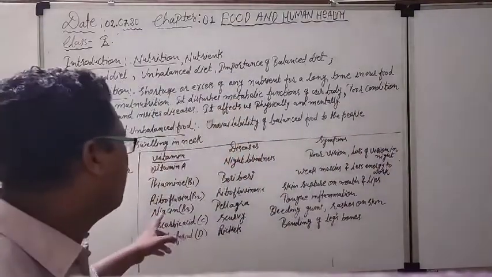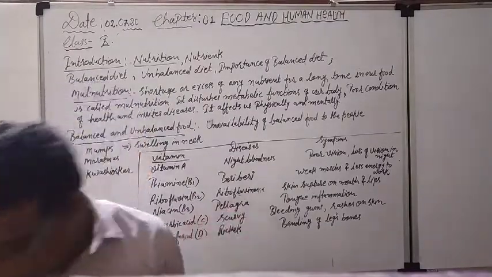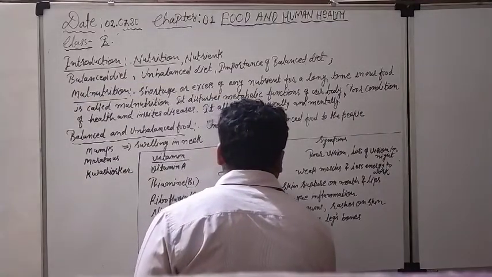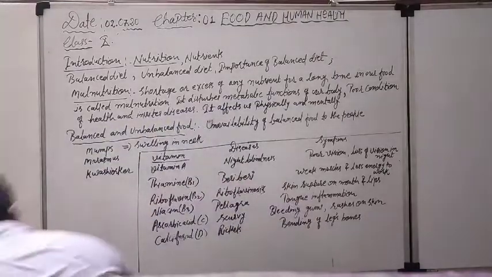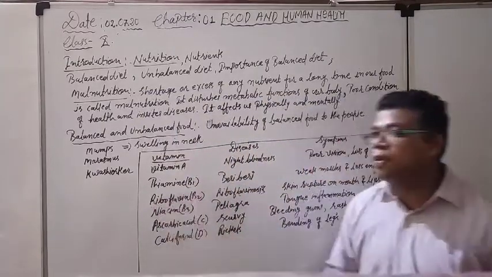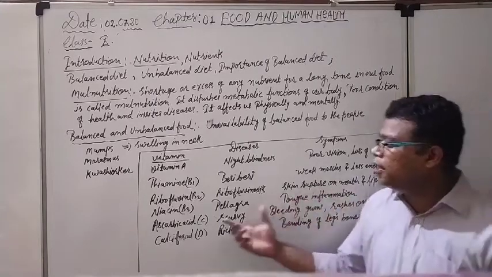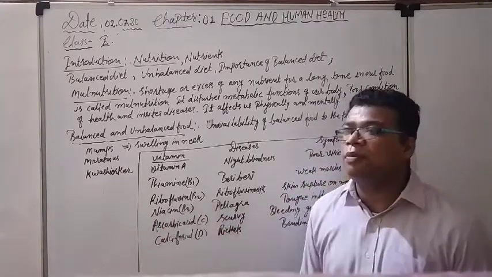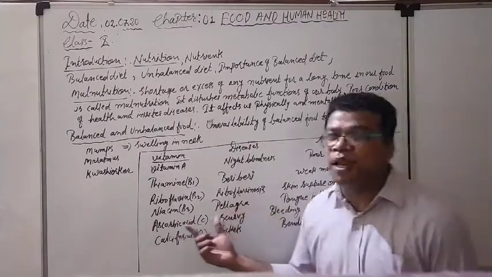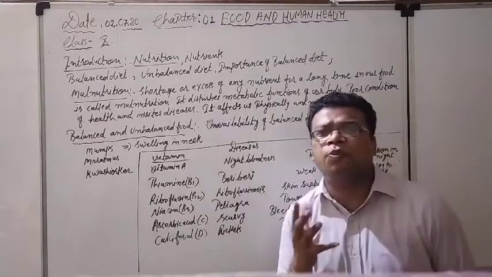Number three is riboflavin, the chemical name of vitamin B2. The table is also given in the book that you can see. Symptoms: skin rupture on the mouth and lips. You can read it yourself, I am just reading for your understanding. Niacin is the chemical name of vitamin B3. Its deficiency disease is pellagra. Conditions you can say are tongue inflammation, meaning ruptures of the tongue.